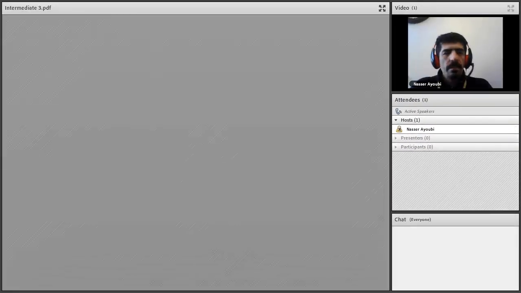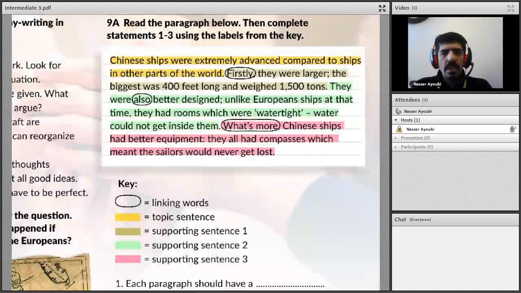Back to the book and reading the topic sentence. Chinese ships were extremely advanced compared to ships in other parts of the world. So the topic of this paragraph is Chinese ships. The paragraph talks about Chinese ships. It is the topic. So, Chinese ships. This is the topic part of the topic sentence.